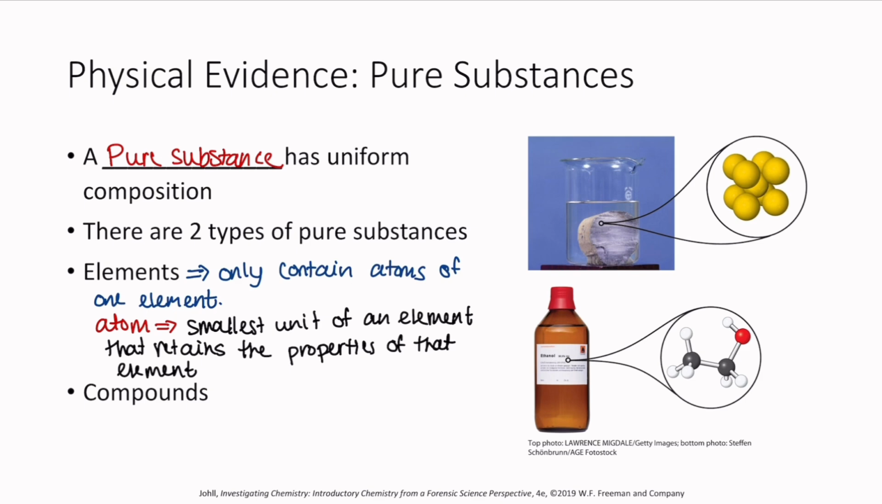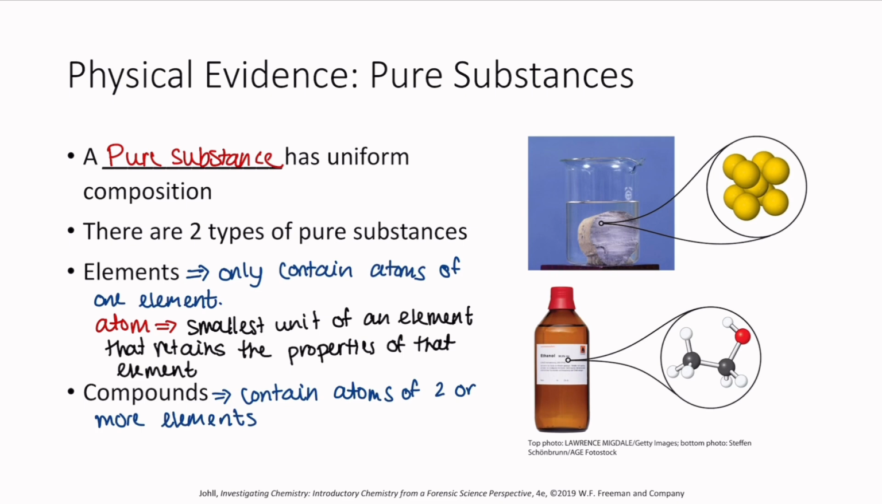All right. The other type of pure substance is a compound. So compounds contain atoms of two or more elements. So compounds are going to be when you start putting these different elements together, they're going to have new properties.